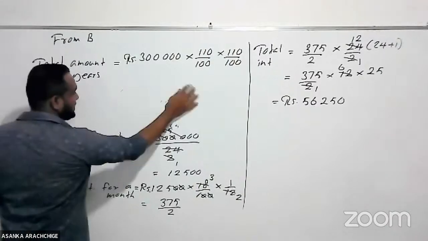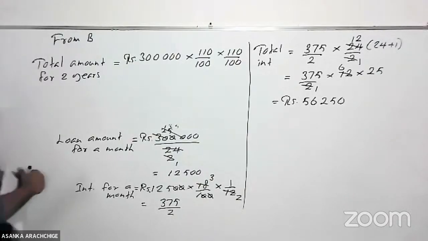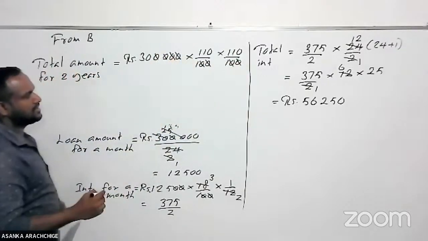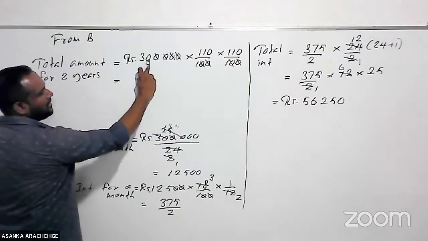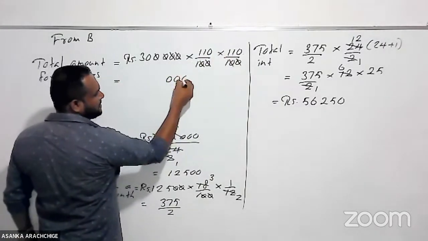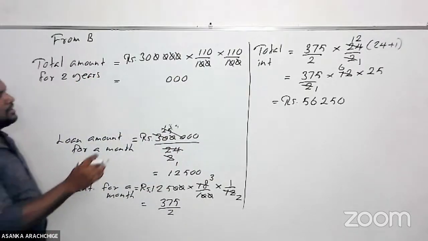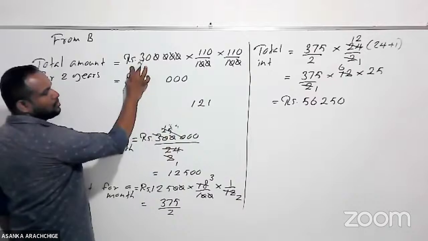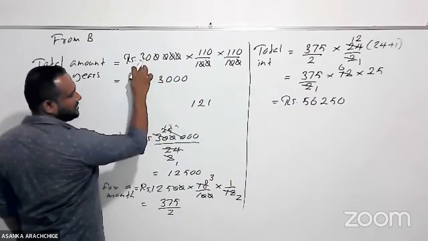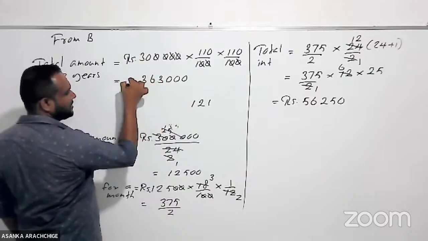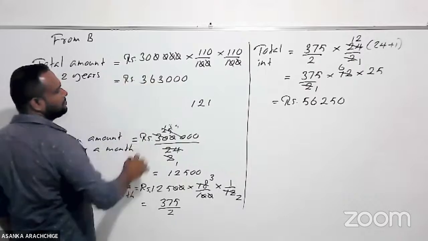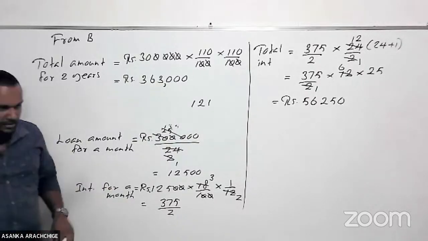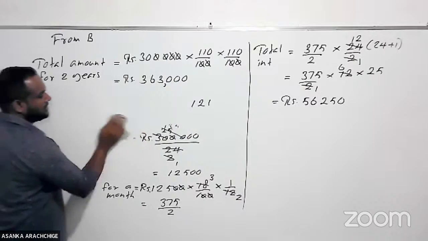Right. Now let's see what that value is. The zeros can be cancelled. Then 1, 2, 3. There must be 3 zeros at the end of the answer. Today, what is 11 times 11? 121. That should be multiplied by 3. 3 times 1, 3. 3 times 2, 6. 3 times 1, 3. Right. This person has to pay 363,000 rupees in total if he gets the loan from that second institution.